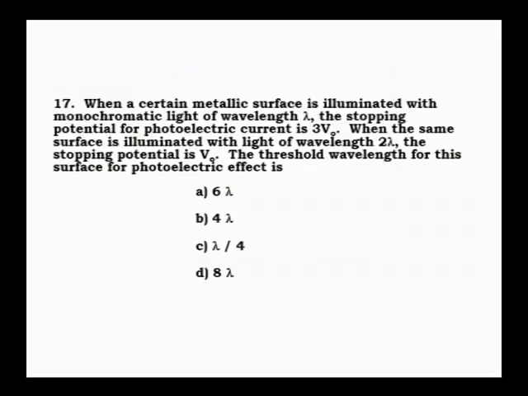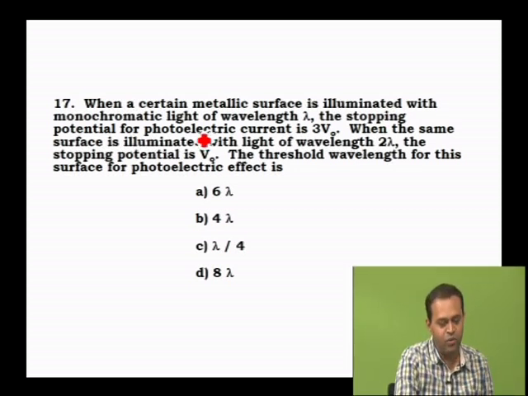Okay. ಸ್ವಲ್ಪ ಹೈಯರ್ ಲೆವೆಲಲ್ಲಿ ಜನರಲಿ ಕೇಳ್ತಾರೆ. When a certain metallic surface is illuminated with monochromatic light of wavelength lambda, the stopping potential for photoelectric current is 3 V0. When the same surface is illuminated with light of wavelength 2 lambda, the stopping potential is V0. What is the threshold wavelength for the surface ಅಂತ ಕೇಳ್ತಾರೆ.